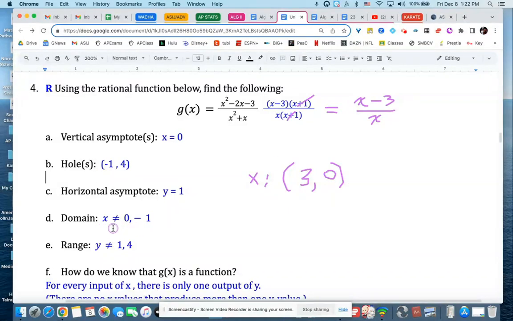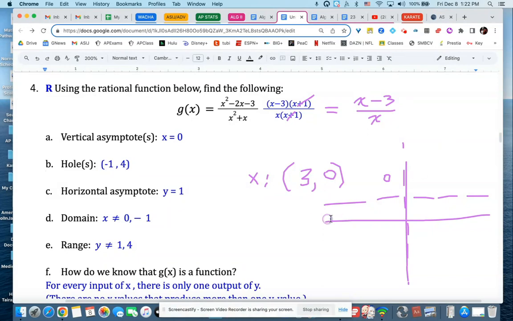Okay, domain and range. So the domain is all the x values. We've done domain in Unit 1. We did it in Unit 2, so it shouldn't be anything new. You just have to think about this graph, though, right? When I'm graphing this thing out, the vertical asymptote is right at 0. The horizontal asymptote is at 1. And then I have this hole at -1, +4, like over here somewhere.